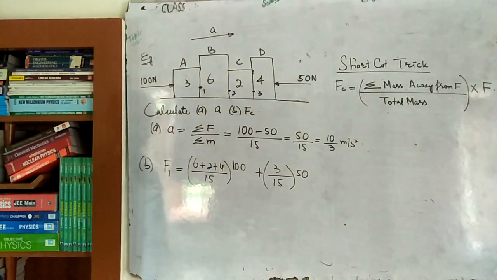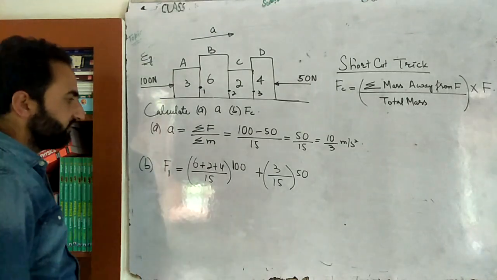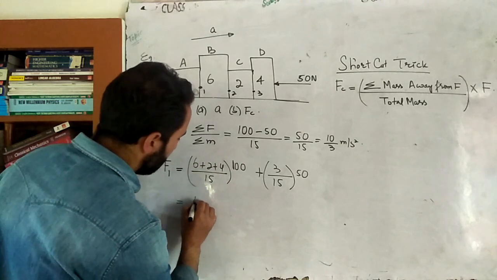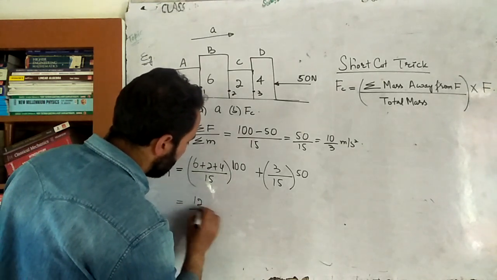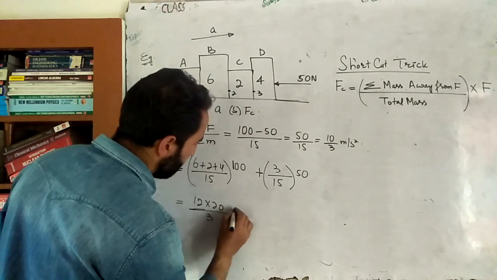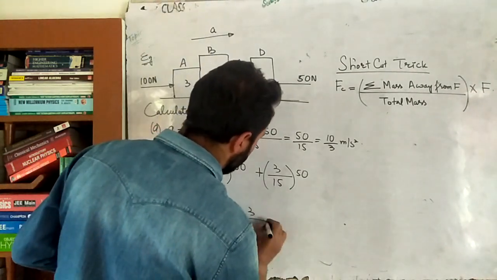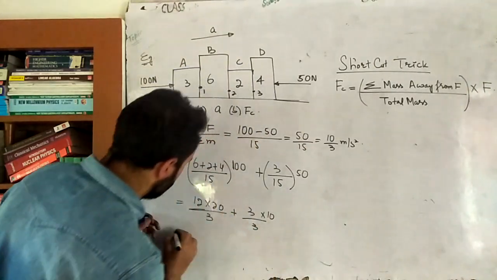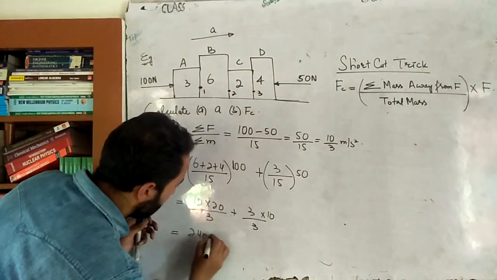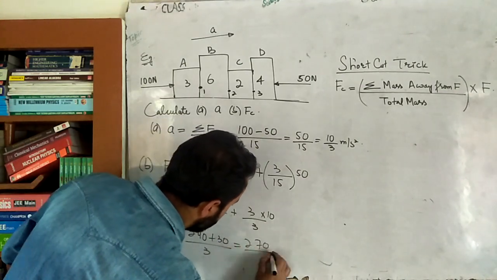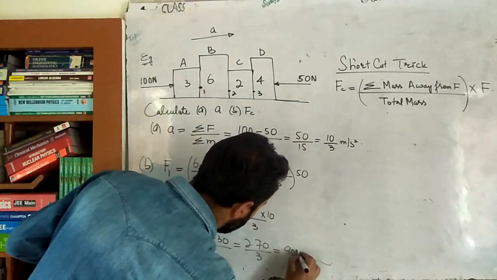Then simplify it yourself. You can do it, there's no rocket science in it. Or we can do it like this. 6 plus 2 is how much? 8. 8 plus 4 is 12. 12 divided by 15, multiplied by 100, which is 20 divided by 3 times... Then plus 3 divided by 15 multiplied by 50. So that's equal to 240 plus 30 divided by 3, that's equal to 270 divided by 3, which is equal to 90 Newton.